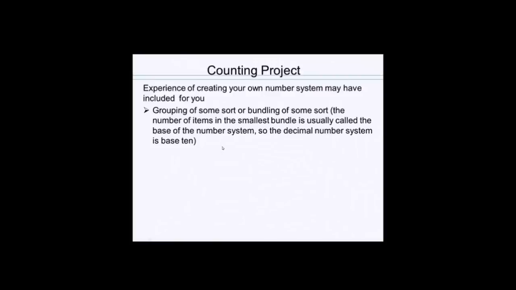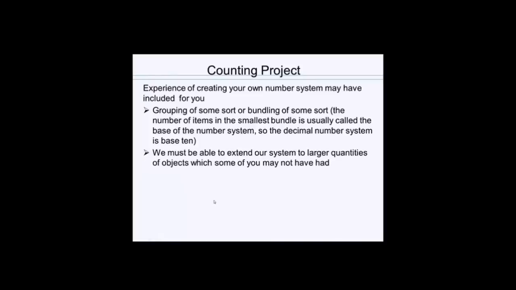The similarities probably included some sort of grouping or bundling. You had to discuss what one object represented for you, what symbol you used for it, then what two objects meant. Some of you used tally marks, some of you used letters representing numbers, and so on. The smallest number of objects in your bundle will determine how you're going to count the rest of the objects. This smallest number is referred to as the base of that number system. So our decimal number system is base 10.